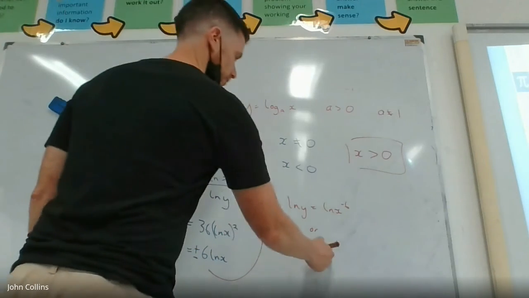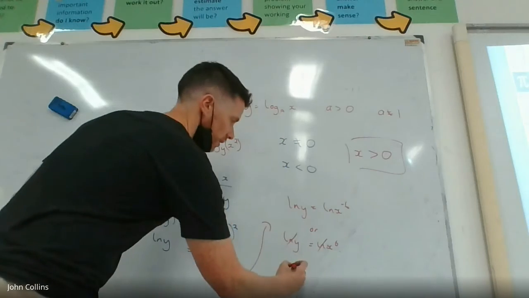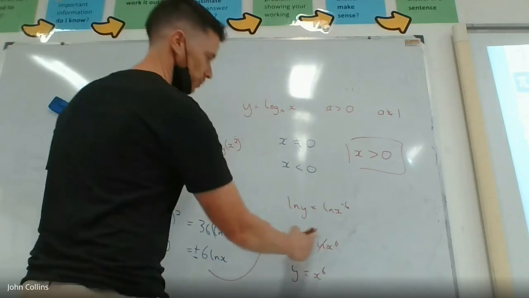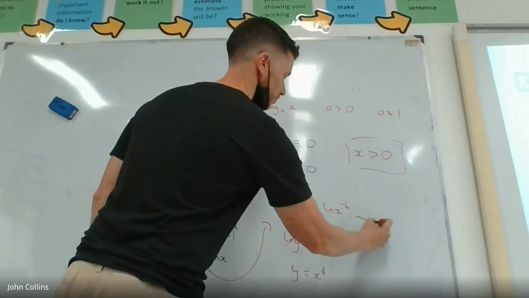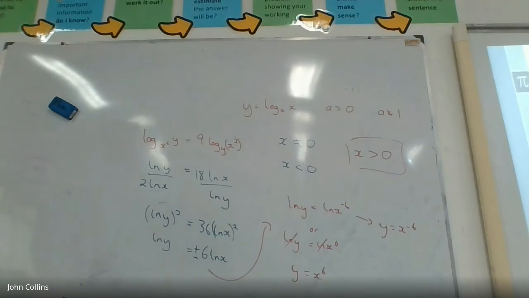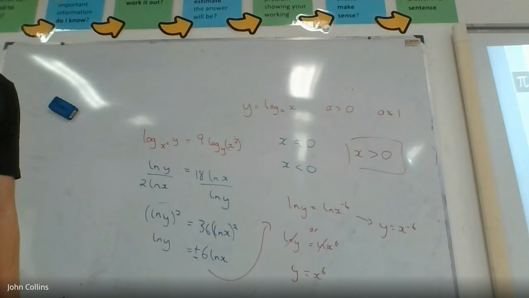Then the natural logs are cancelled because they're the same on both sides. Y is then, thank you, equal to x squared from this one. And from this one, y is equal to x to the negative 6. Or not x squared, x to the 6. And that's 1 over x to the 6. That's a really difficult question.